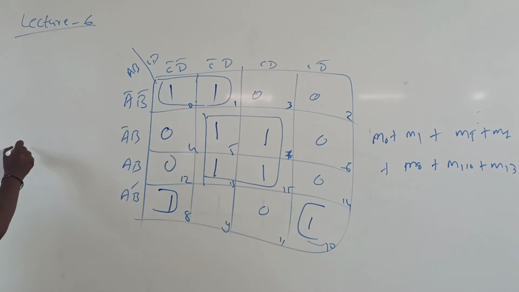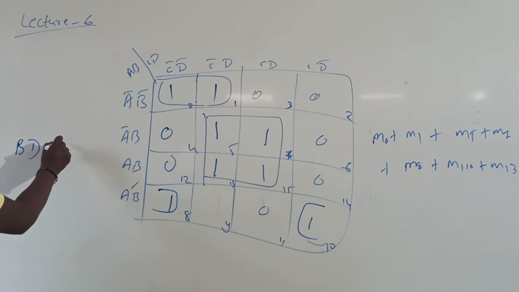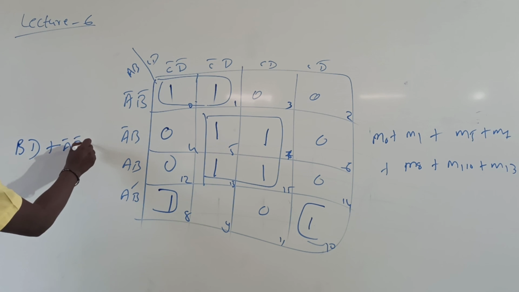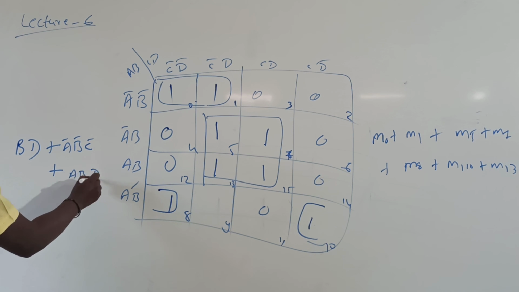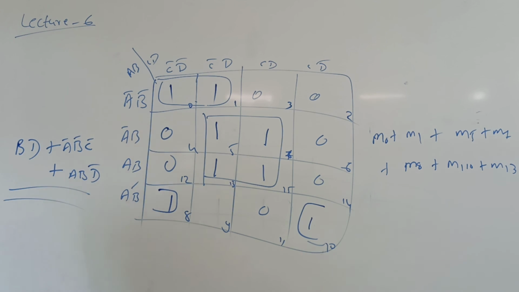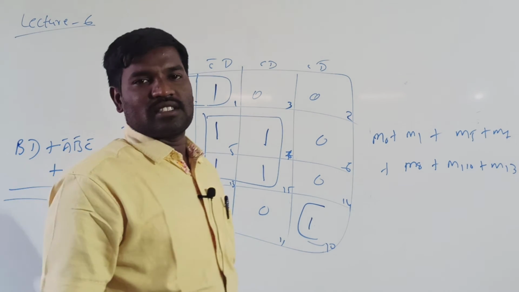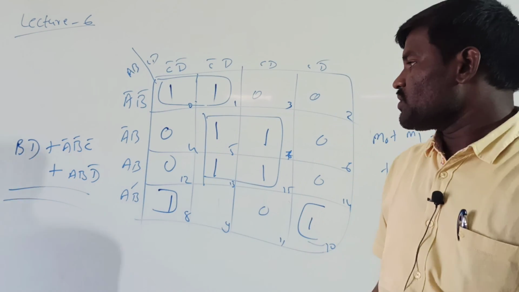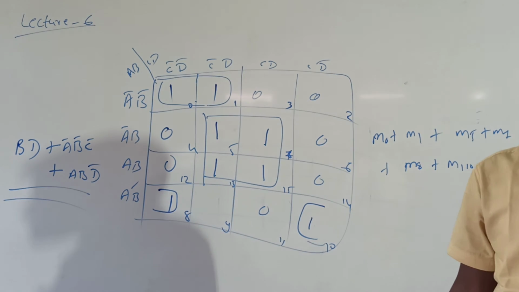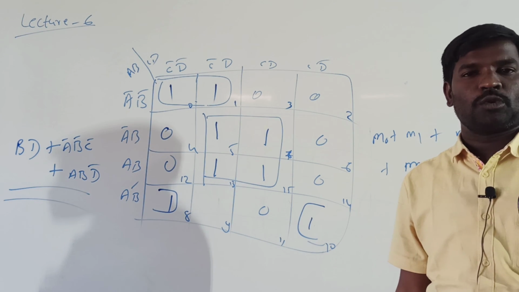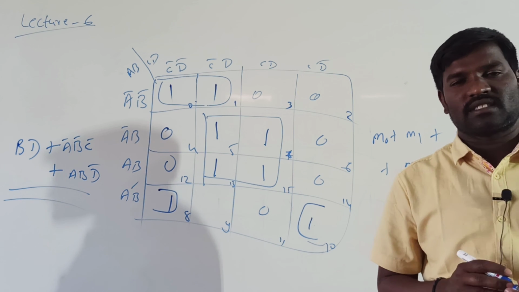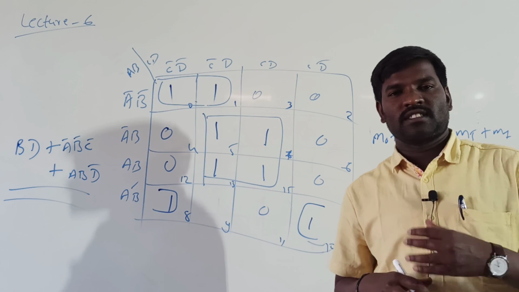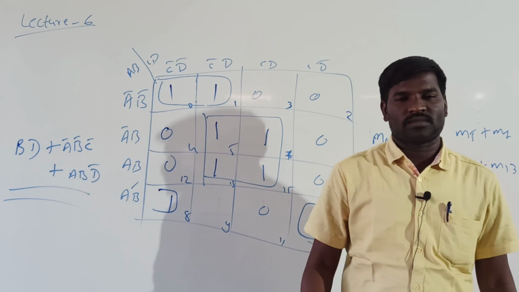The answer is BD plus A bar, B bar, C bar plus A, B, D bar. So this is the reduced expression. Like this we have to solve the K-map. As much as possible we should try one or more examples, then we will get the idea. Otherwise in the next class we will discuss some more problems. Okay, thank you.